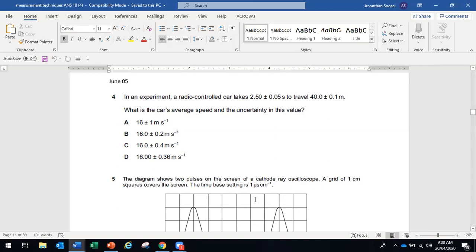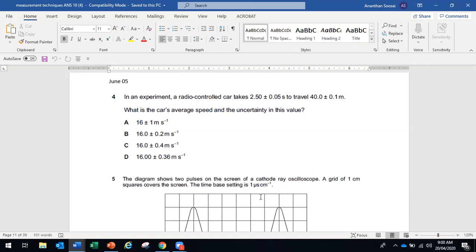So in an experiment, a radio controlled car takes 2.5 seconds and 40 meters to travel. What is the car's average speed? So remember what I told you. First, get the formula. If you don't have symbols, you create your own symbol. Second, write the uncertainty for that quantity. Then you're done. You can get the answer ready.